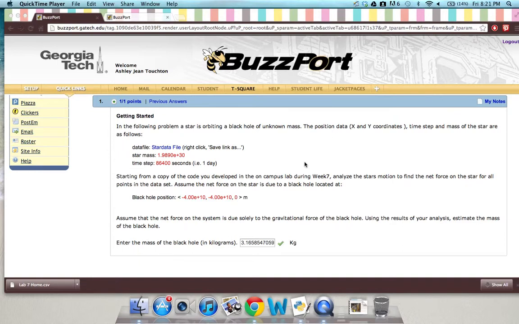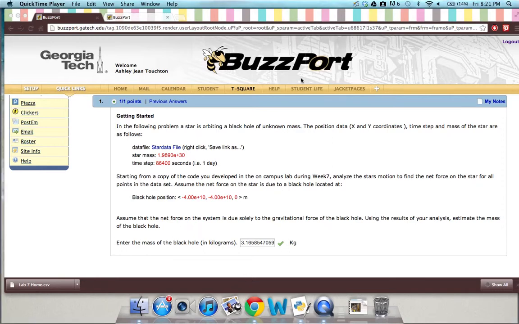Hi, my name is Ashley and this is my Physics Lab 7. In this lab, I analyzed the motion of a star around a black hole and used Python to model this, and then used my Python model to predict the mass of the black hole.